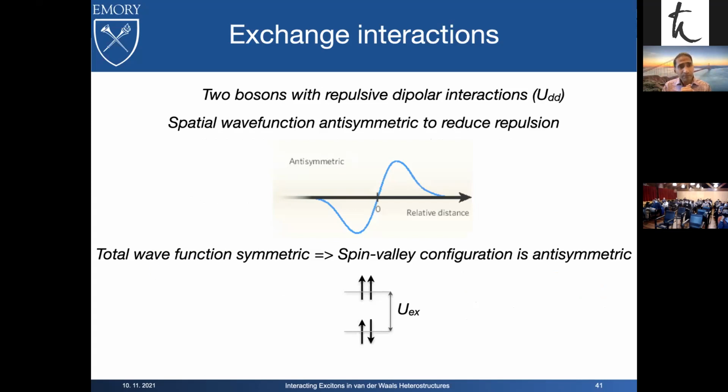So the spatial wave function likes to be antisymmetric to reduce the repulsion. The overall wave function has to be bosonic, so the spin or valley part must also be antisymmetric. So the lowest energy configuration is kind of antiferromagnetic for these repelling excitons, and the higher energy configuration is going to be split by some exchange energy. This is the exchange interaction between the spin or valleys.